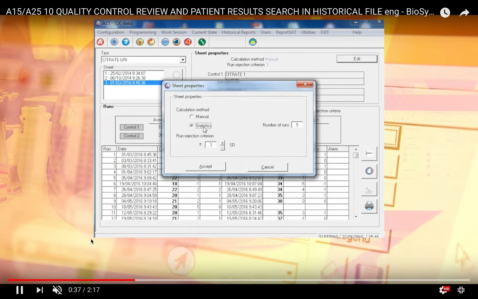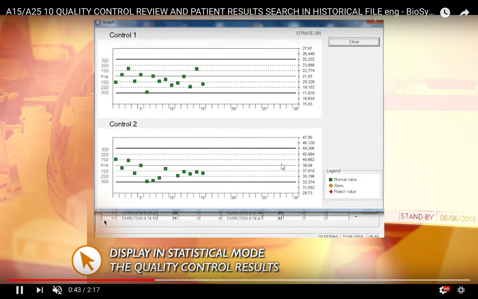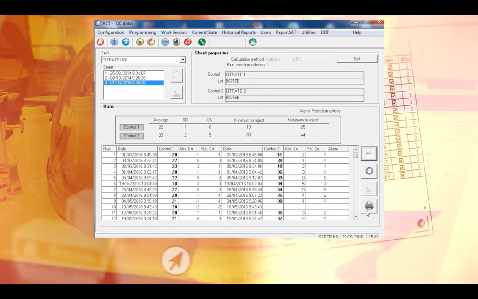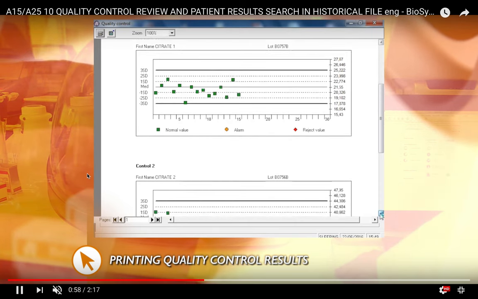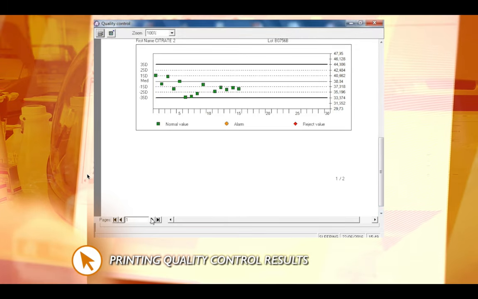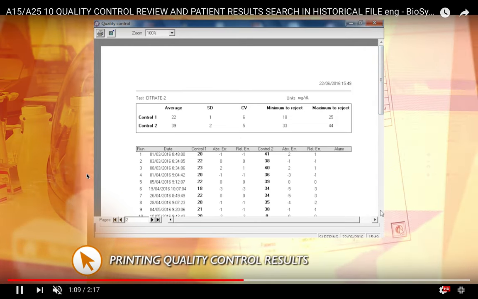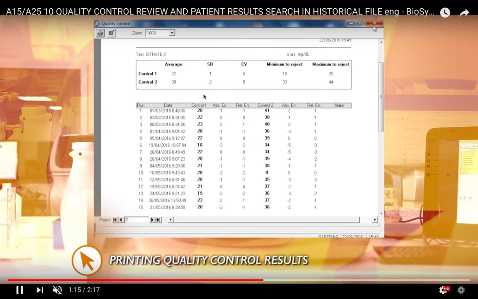Ayan. So technically your statistics. And you can check the run rejection criteria. So you can check it and double check your QC. You have here your average. So this is a printed one. Monthly, we print your QC charts so that when the DOH comes, you will be having your QC reports. Ayan. So for the value, you take the average out of that, the SD as well. Ayan. You can print that out.